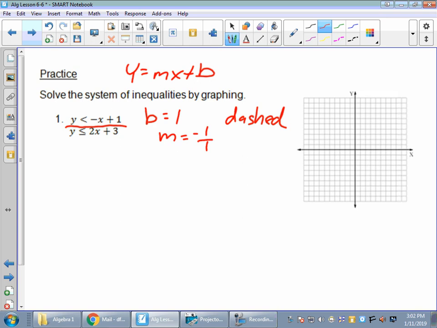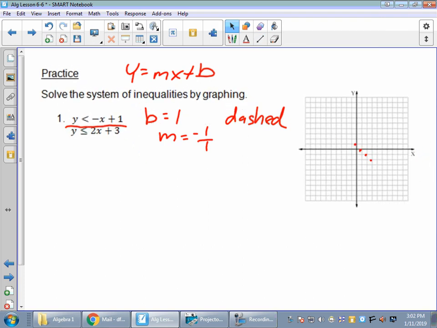Dashed line. Okay, so let's get our points on there. We have b value, y-intercept of 1. And then our slope says to go down 1 over 1. So down 1 over 1 puts me here, down 1 over 1, down 1 over 1. And then it's going to be a dashed line. So when I draw this line, I'm going to make it a dashed line through here.